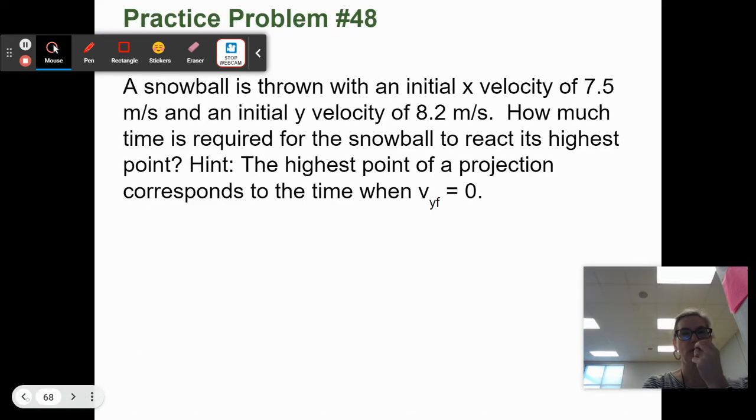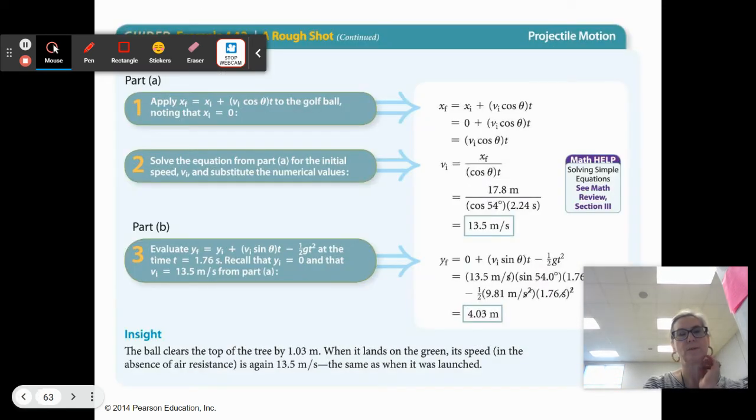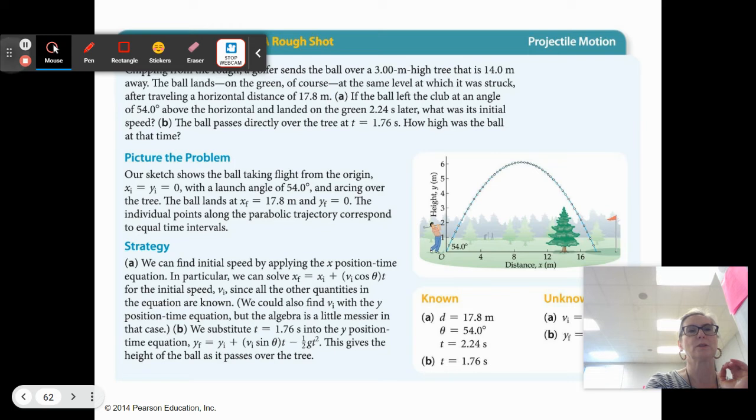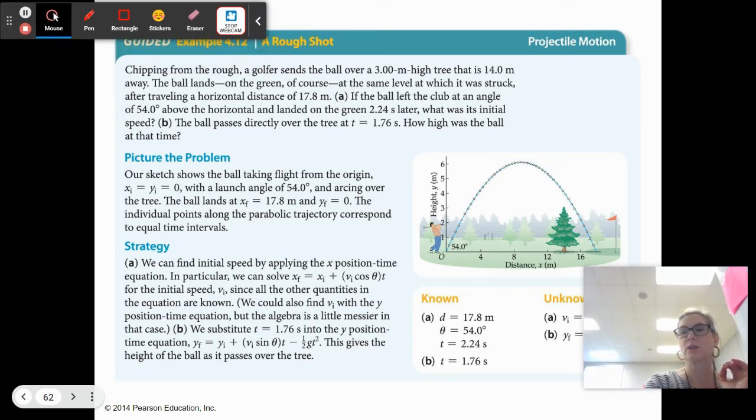All right. So let's go back to that practice problem here. Let's try and move that up a little more. So this is 412 in your book.